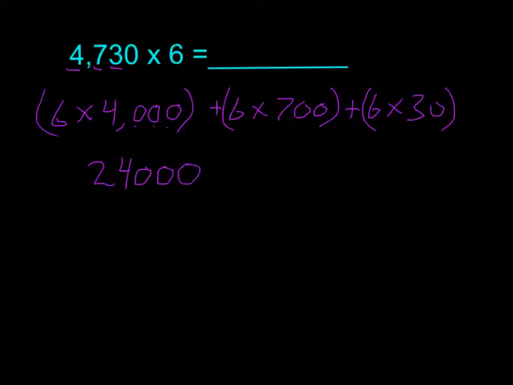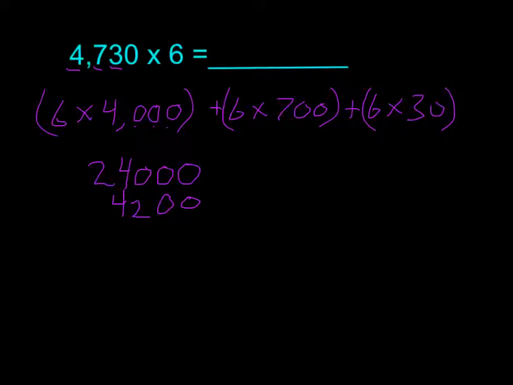Then we have 6 times 7. Right here, we have 6 times 700. And so we can go 6 times 7 is 42. Or 6 times 7 hundreds is going to be 42 hundreds. So we're going to write 42 hundreds in here. So our 2 needs to be in the hundreds column. So we're going to put our 2 there, our 4 there, and our 2 zeros in. So we have 42 hundreds.